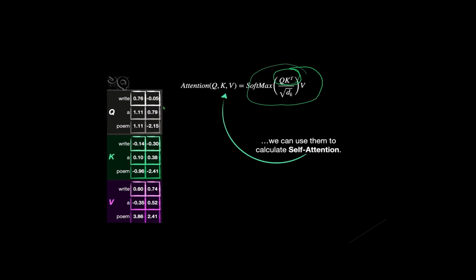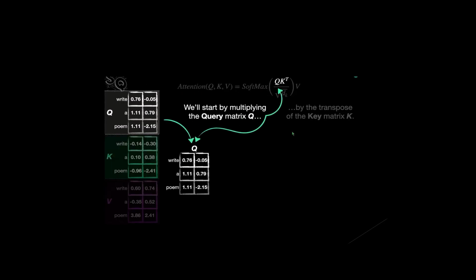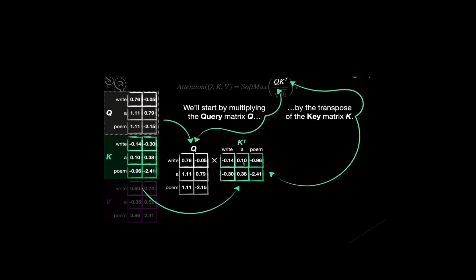First, we start with Q and K transpose. Multiplying the query matrix by the transposed key matrix gives us the raw similarity scores. Then, we divide these scores by the square root of the key dimension to normalize them. After that, we apply the softmax function to get the attention weights. Finally, these weights are multiplied with the value matrix to produce the attention output.